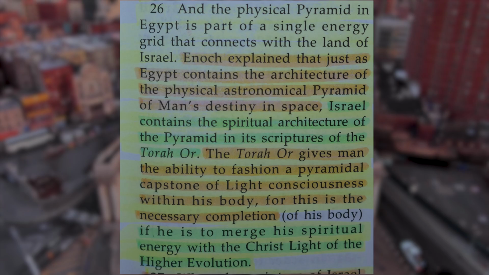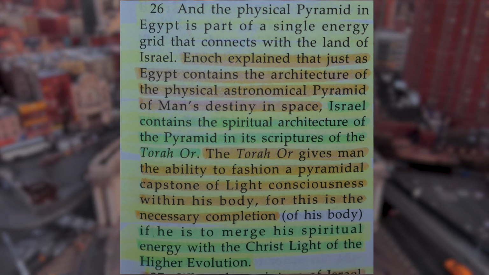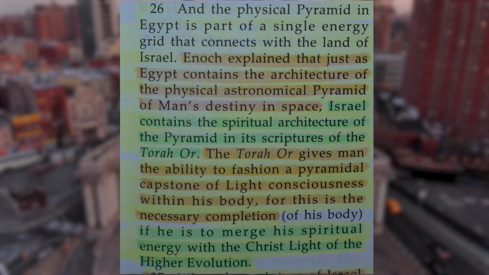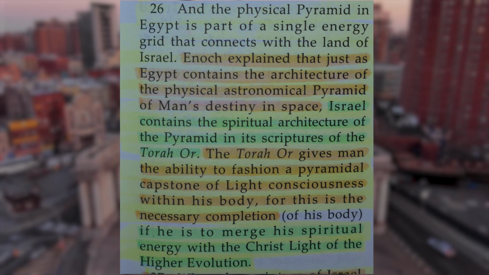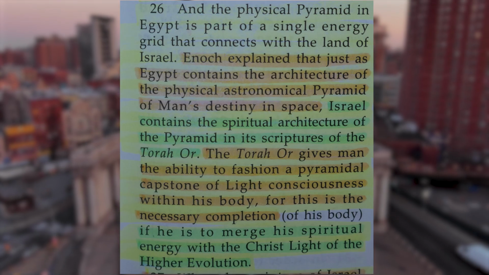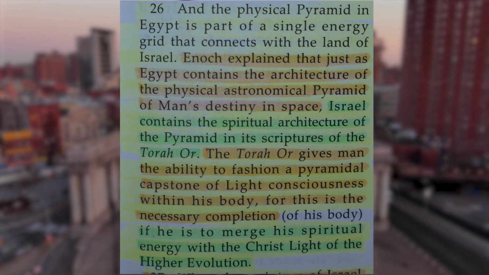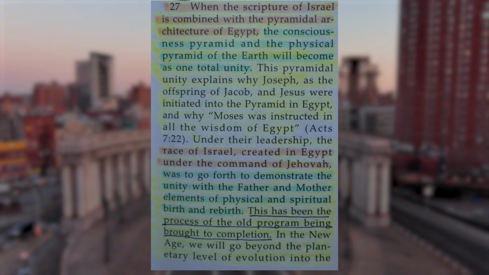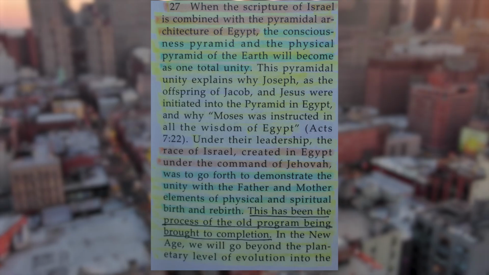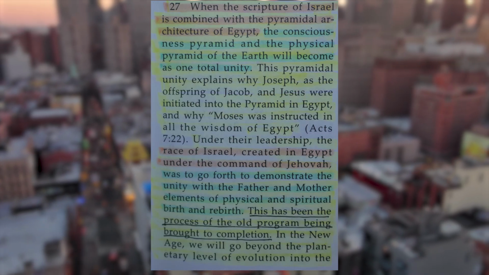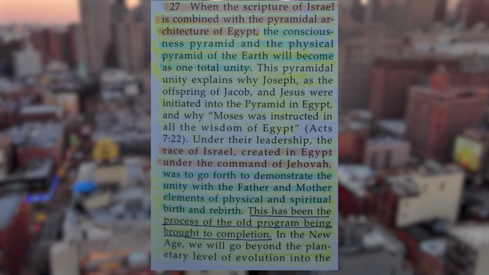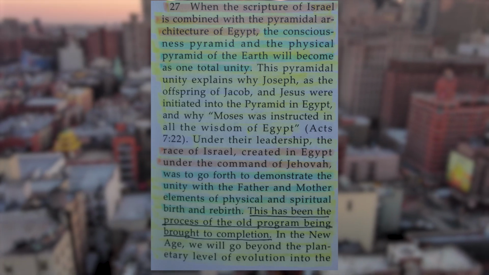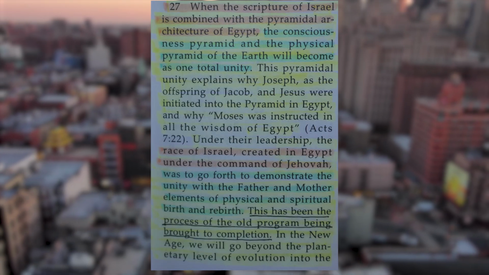The Torah gives man the ability to fashion a pyramidal capstone of light consciousness within his body, for this is the necessary completion of his body if he is to merge his physical energy with the Christ light of the higher evolution. When the scripture of the children of light is combined with the pyramidal architecture of Egypt, the consciousness pyramid and the physical pyramid of the earth will become as one total unity.